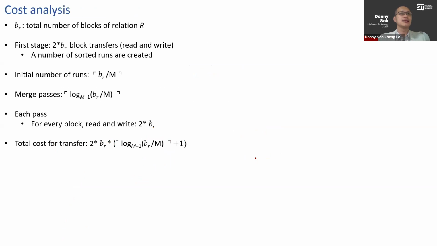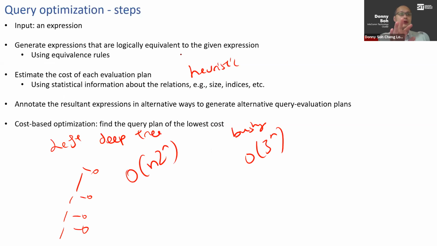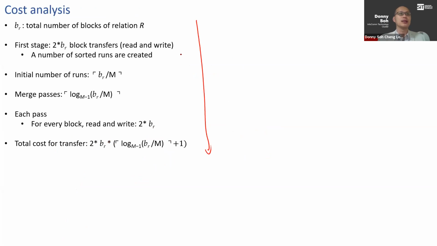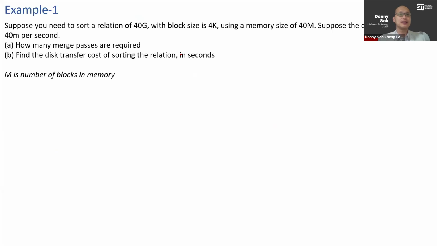So we went through this earlier, which is the cost analysis of merge sort. We will go through this in more examples in the next lecture. Okay, so let's look at this example first. Rather, this is the cost analysis for that of a merge sort. We have two examples to go through. Let's look at the first example first.